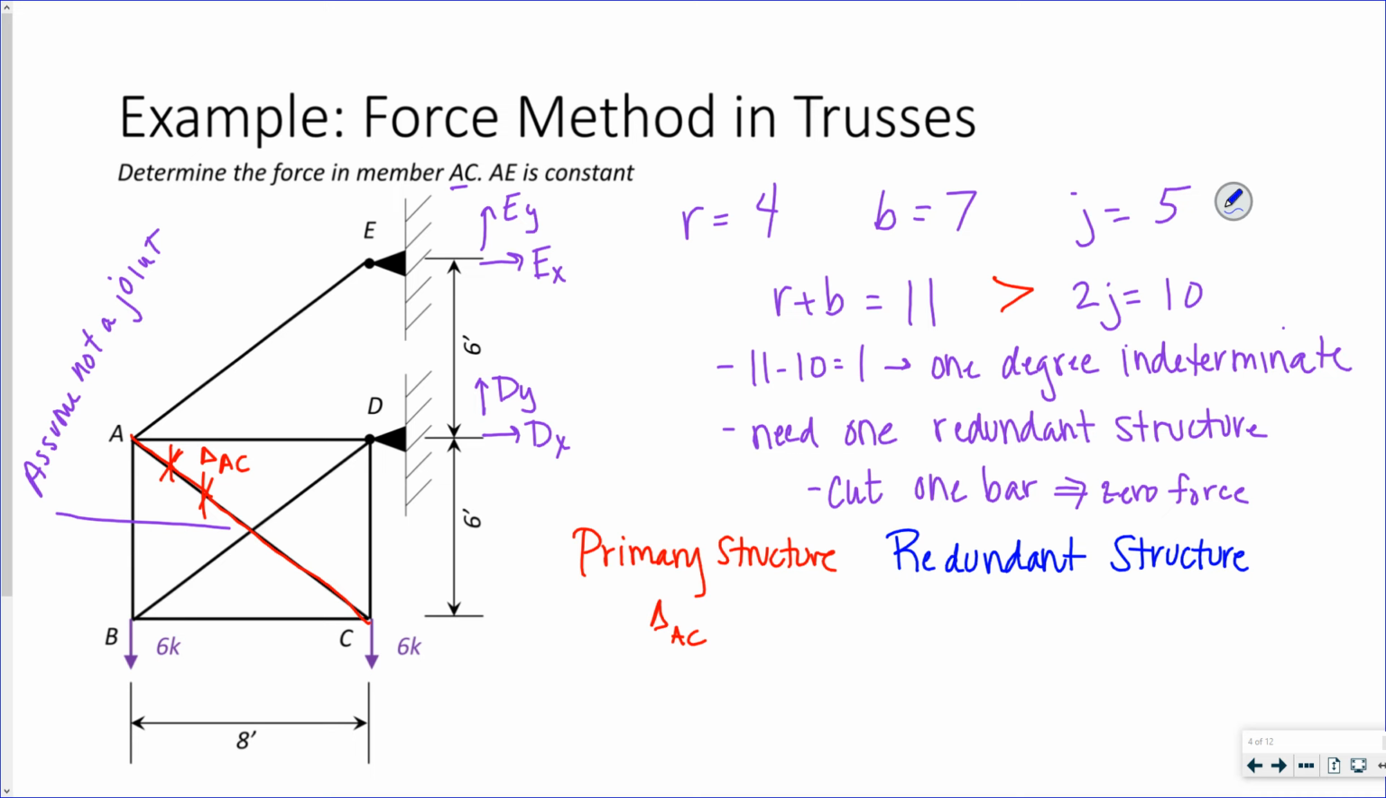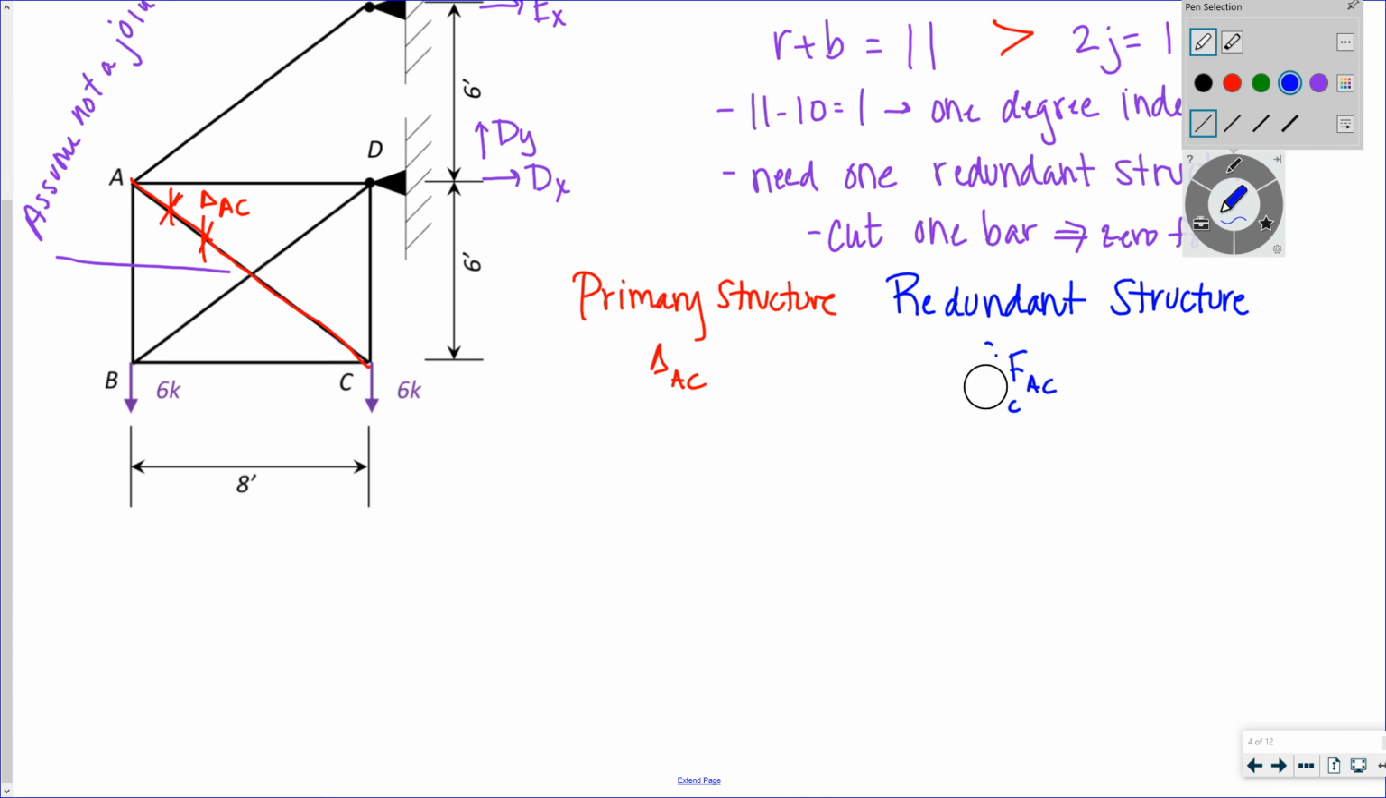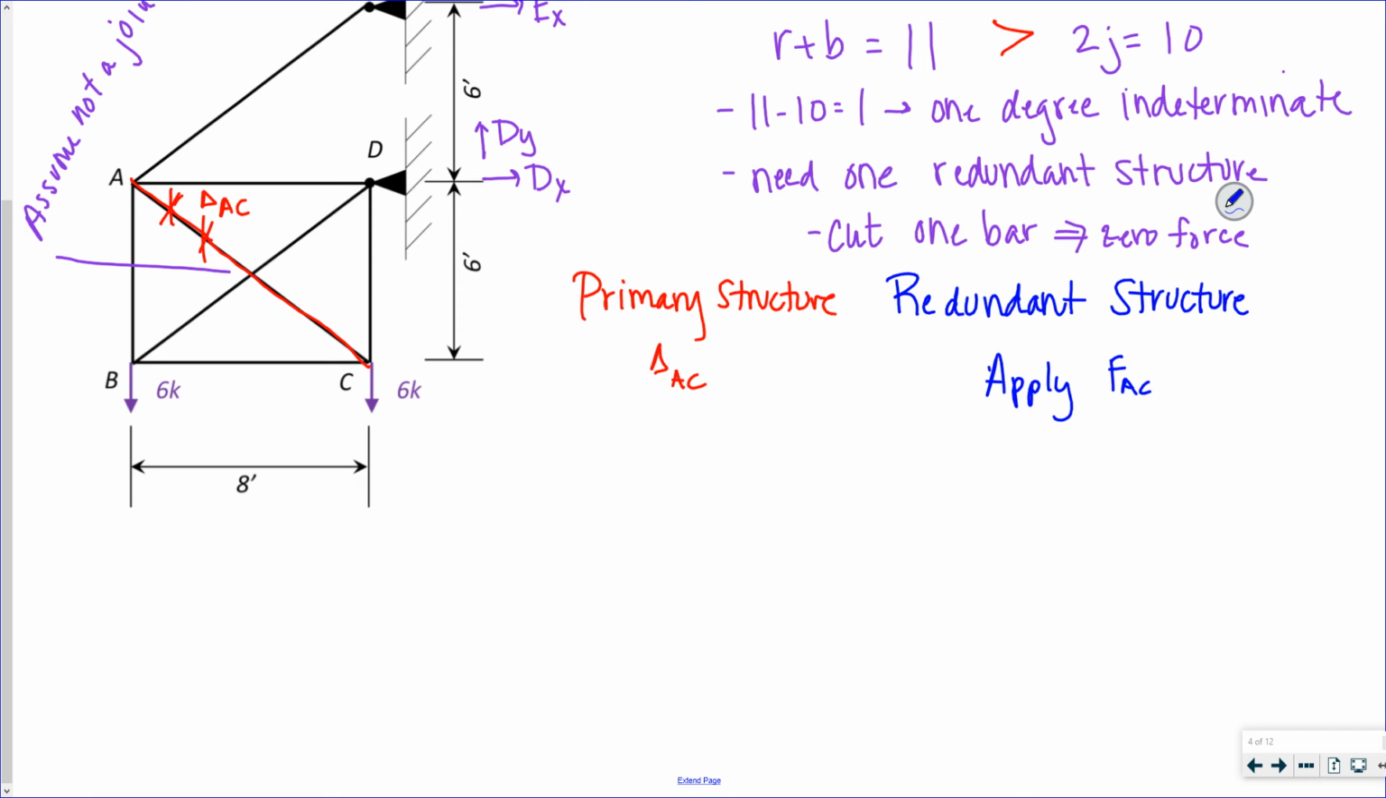In my redundant structure, I'm going to apply some load, FAC, to close that gap. And that gap is calculated using a flexibility coefficient. So my compatibility equation, let's say we apply FAC to close that displacement.